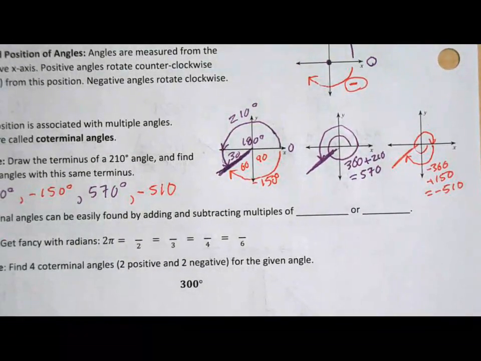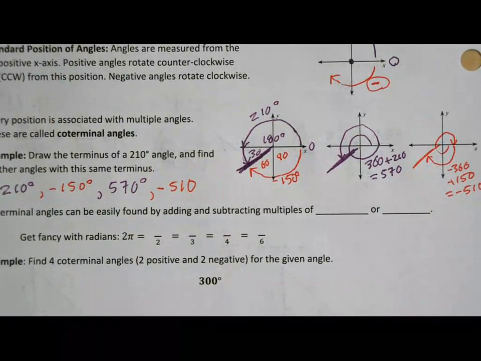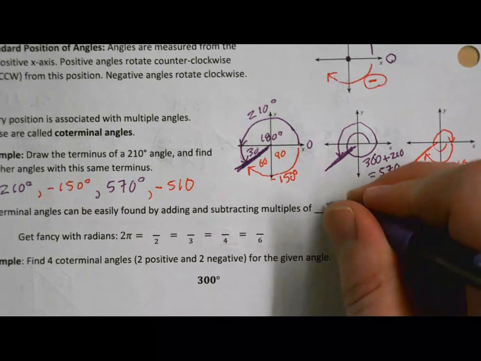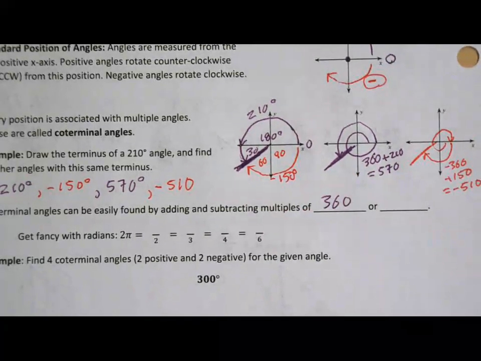And yeah, we could keep going and going and going. How would we keep going? If I wanted you to give me 10 angles that were all coterminal, what would you just keep doing? Just add and subtract multiples of 360, or if we're dealing in radians, 2 pi.